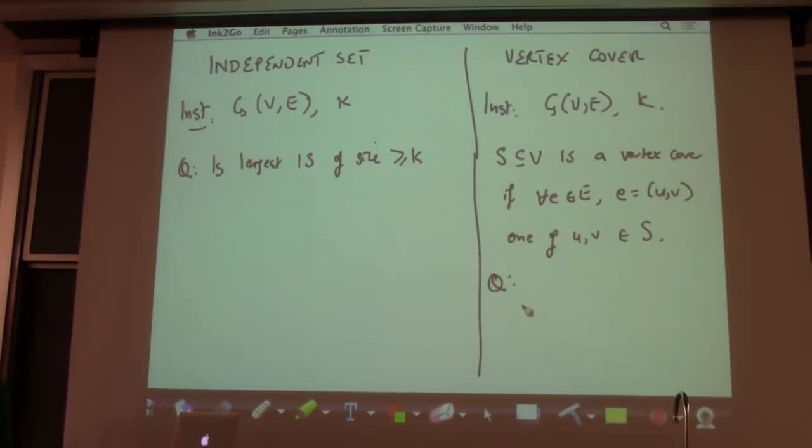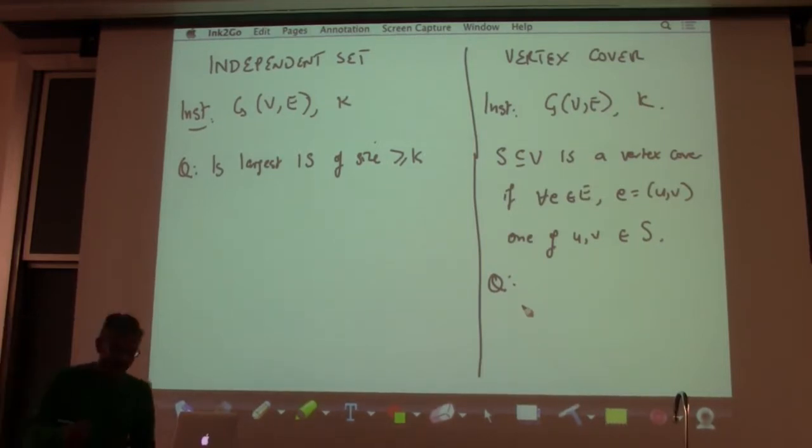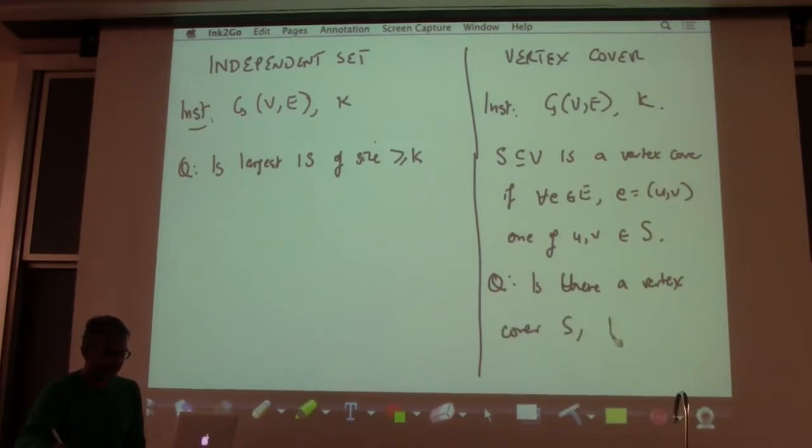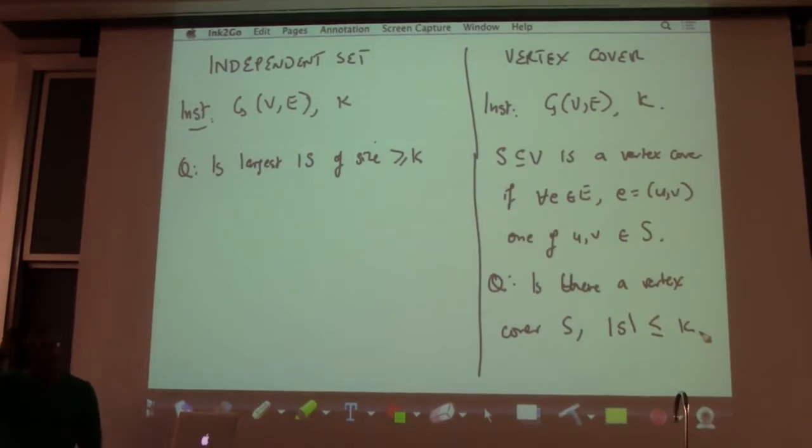If I take every single vertex in the graph, it touches all the edges. So clearly the interesting problem of vertex cover is not how big can it be, but how small can it be. Because if I take one vertex, it'll just touch the things around it, it won't touch anything else. So the question is: is there a vertex cover S of size less than or equal to k?